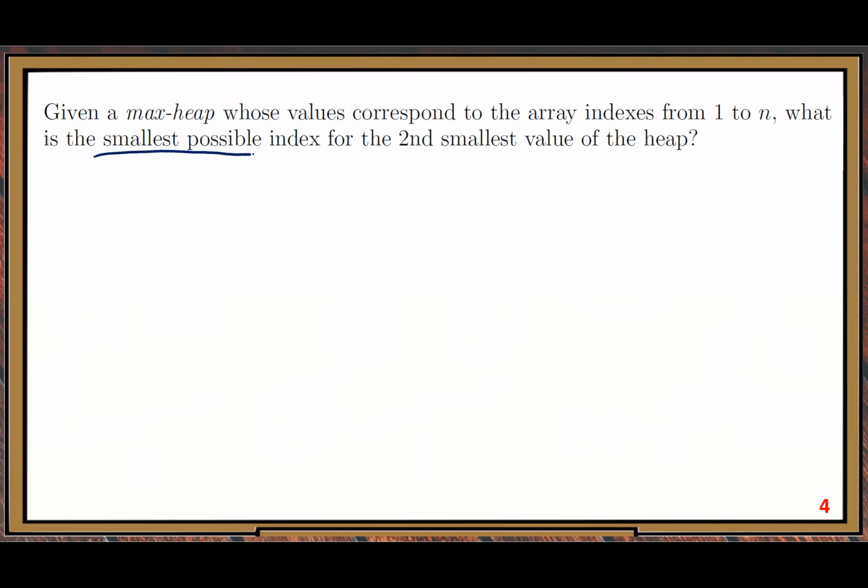Smallest possible index for second smallest. Remember, we have a range thing. The second smallest element is only less than the smallest, and only greater than the smallest. That means it can only have one leaf child, only one.